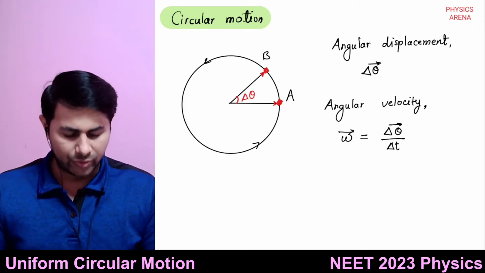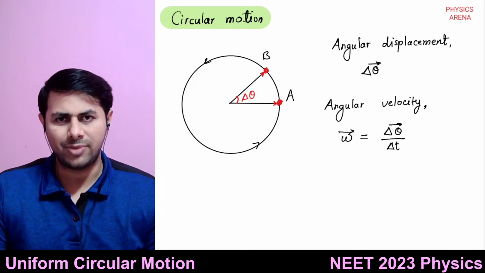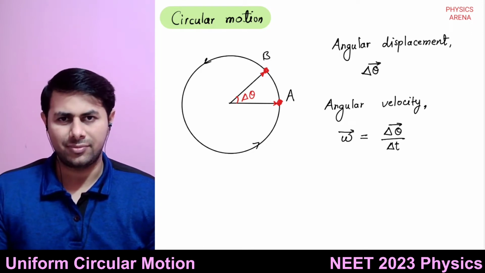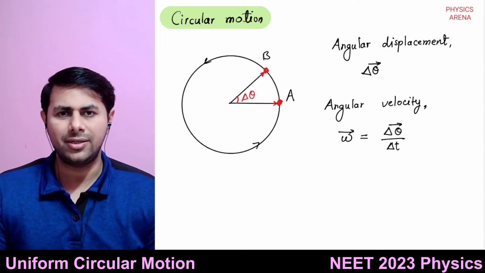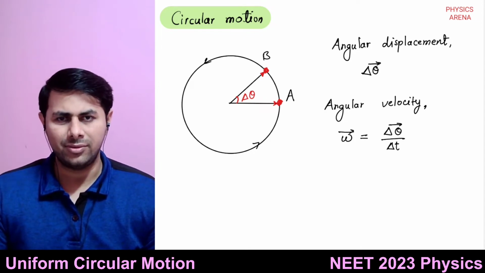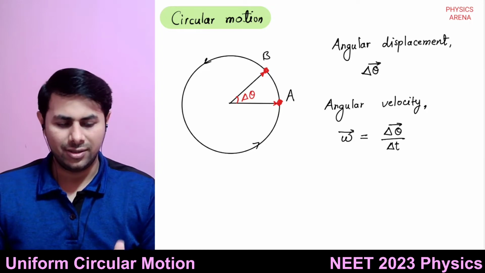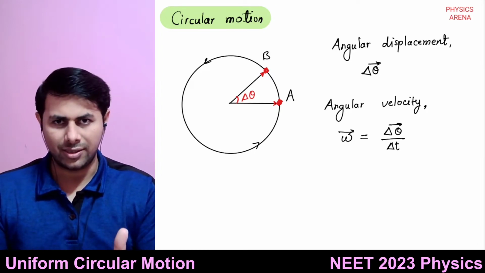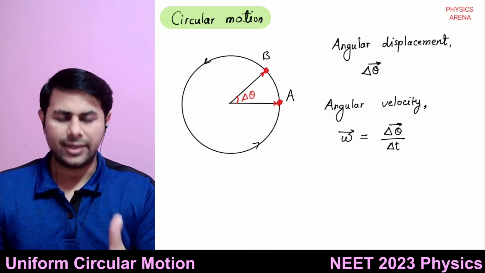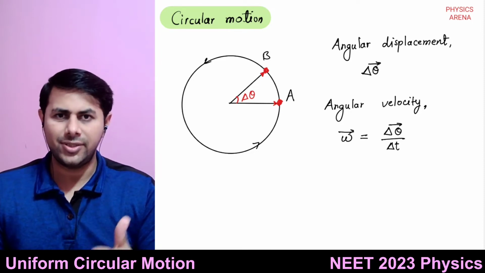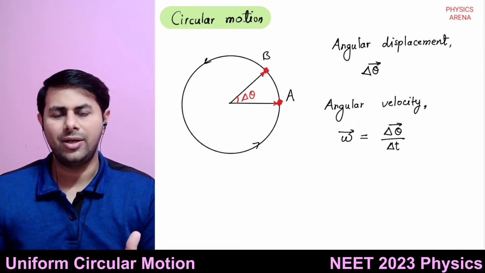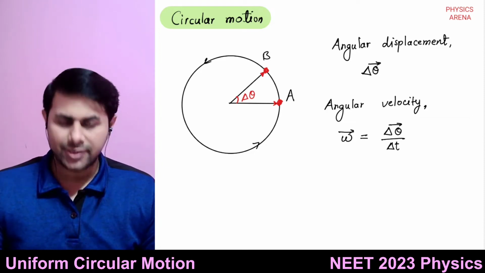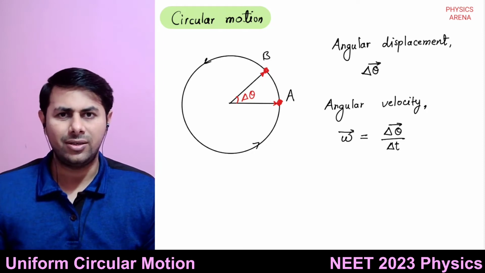And how do we find the direction of the angular displacement? So it is found using the right hand thumb rule. So what is the right hand thumb rule? Take your right hand, curl the fingers of the right hand in the direction of motion of the particle in circular motion and stretch your thumb. So your straight thumb will give you the direction of angular displacement.